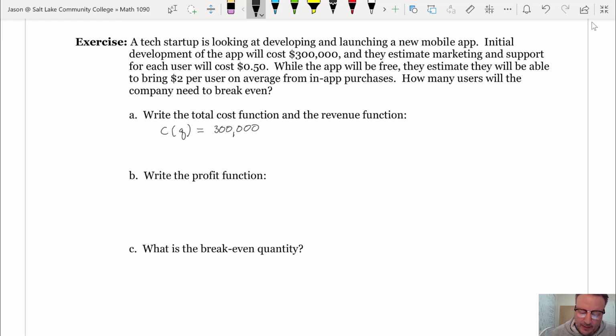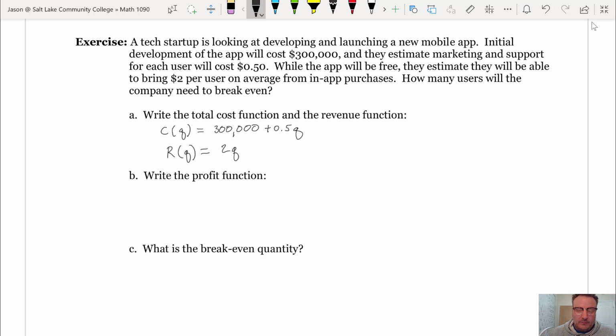And then they estimate marketing and support for each user cost 50 cents. So it'll cost about 50 cents to acquire each user of the app. So that'll be plus 0.5 times the quantity of apps downloaded. What about revenue? Well, they estimate they will be able to bring in $2 per user on average from in-app purchases. So on average, for each new user they have, they get $2. So 2Q.